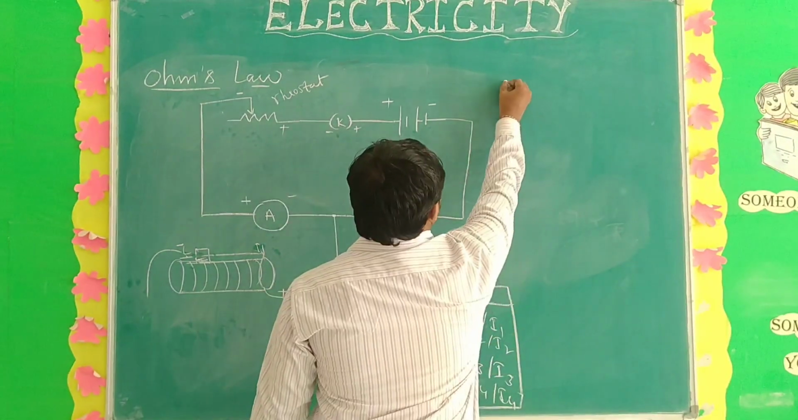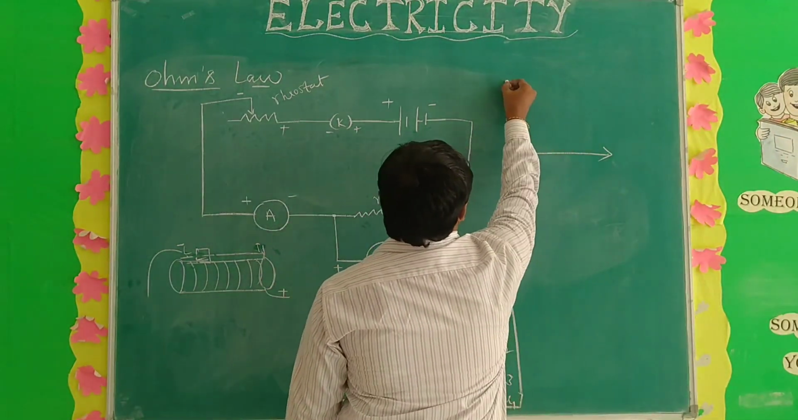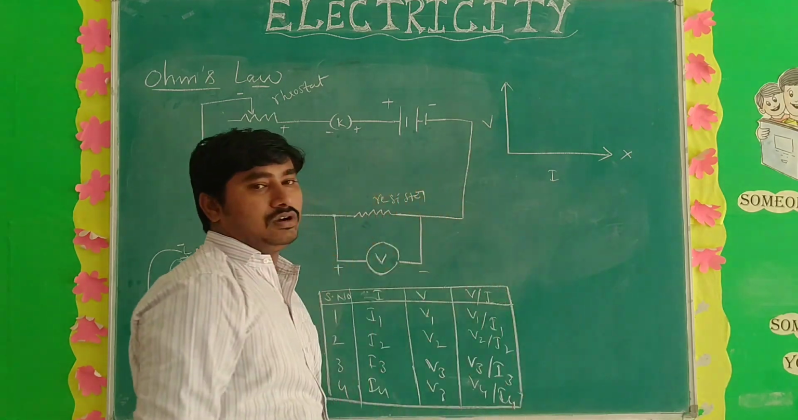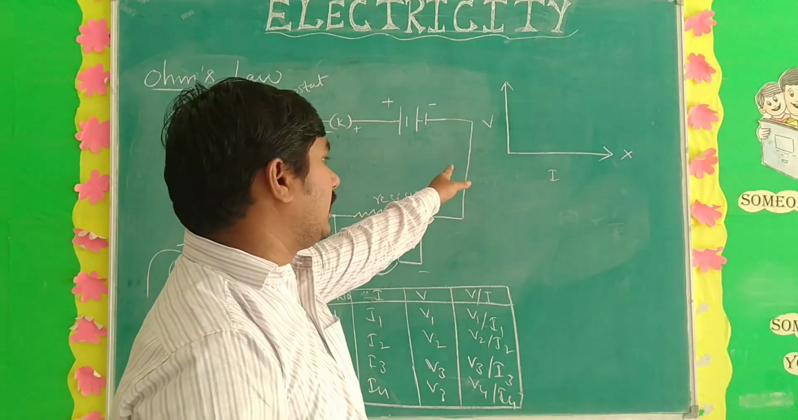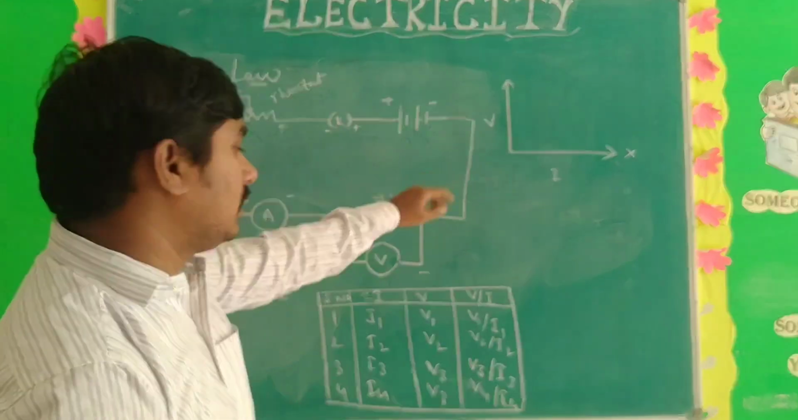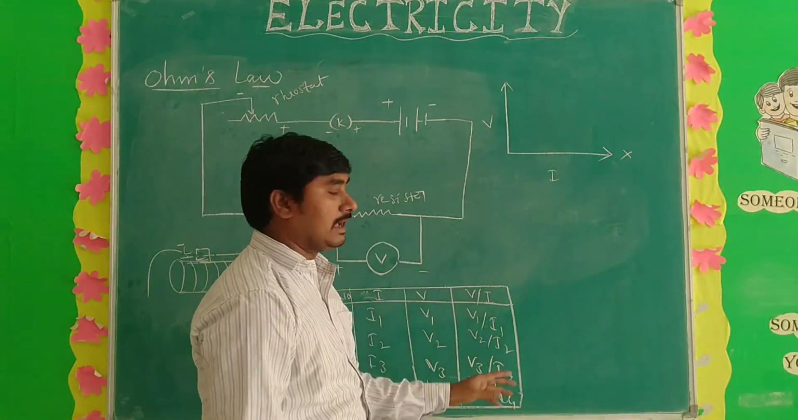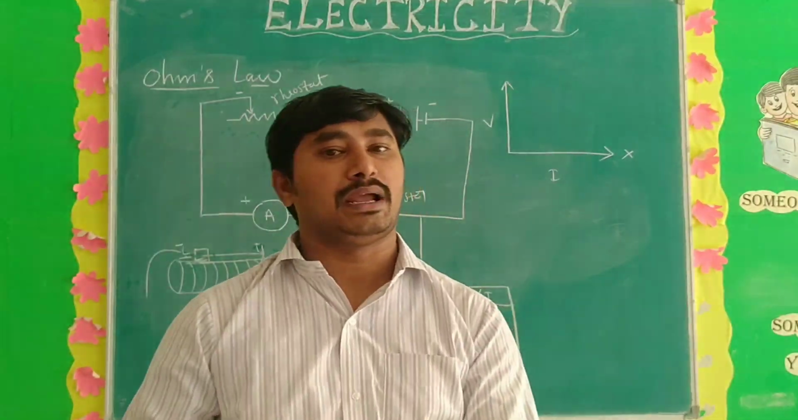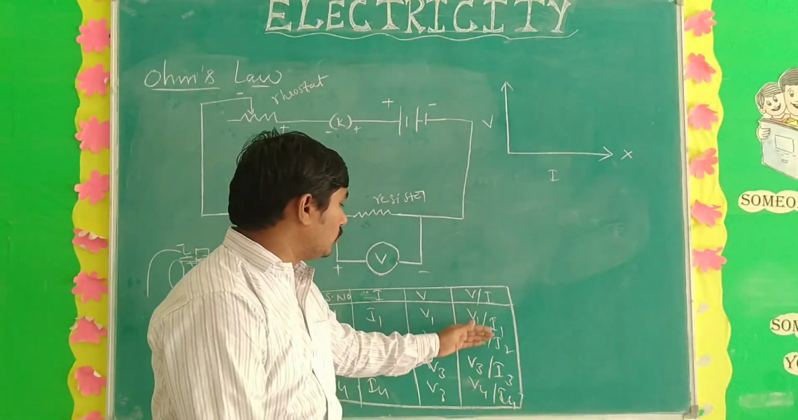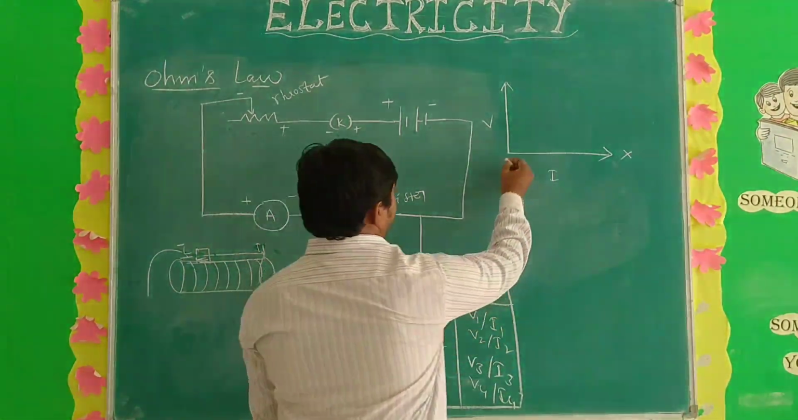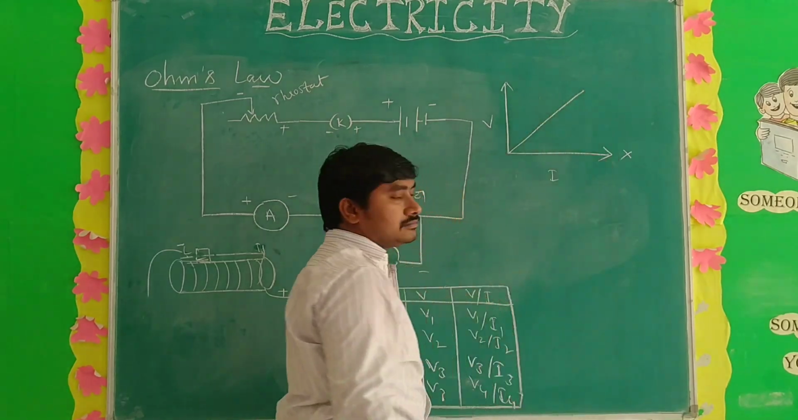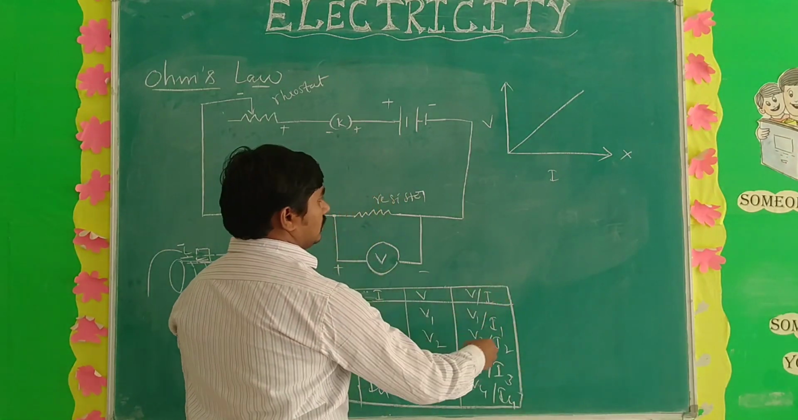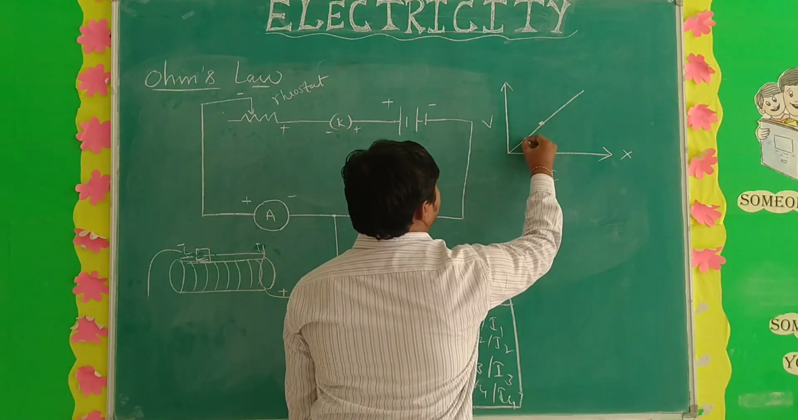So take a graph. Okay, on the x axis we take the current and on the y axis the voltmeter values. On the y axis V values, on the x axis current values, and draw the graph. So the V by I values come out constant, approximately 2.1, a certain value. Almost all values are nearly equal, which means your graph comes out as a straight line. Why? Because all the values are almost the same.